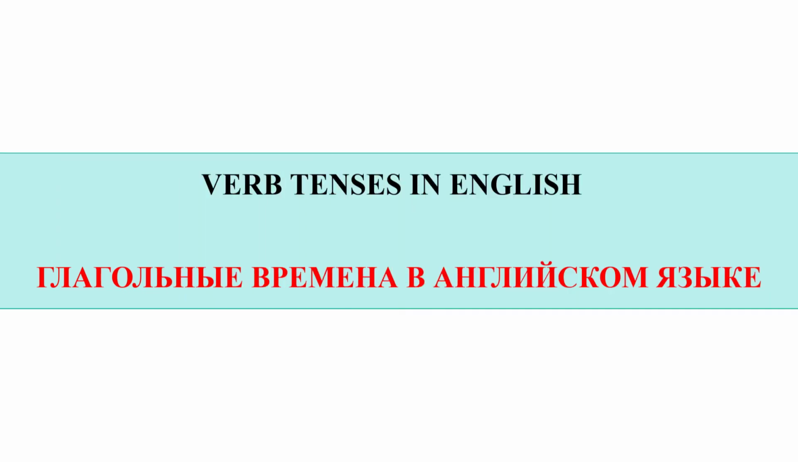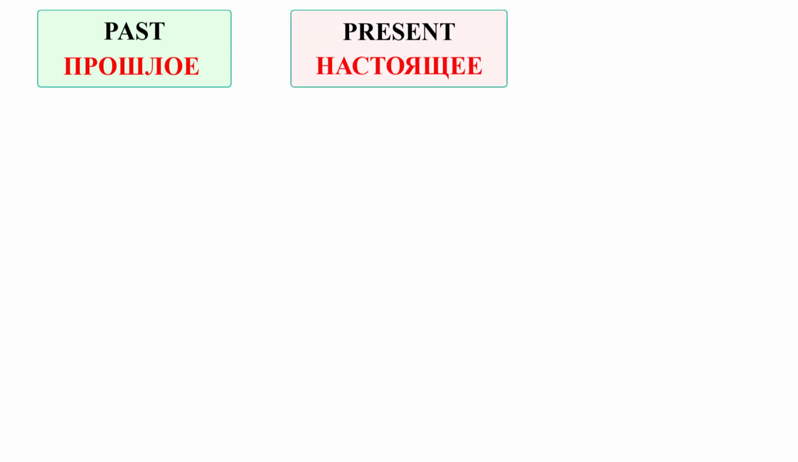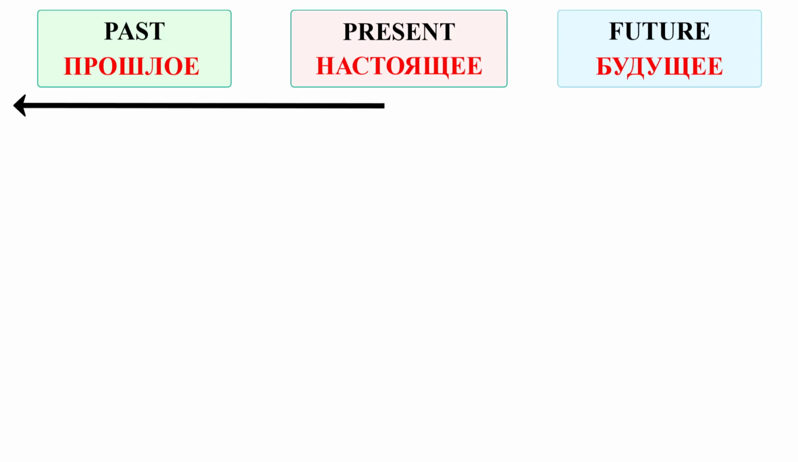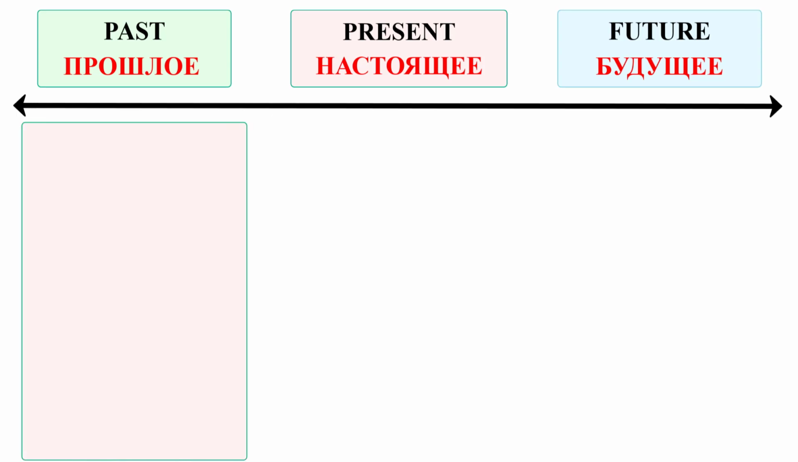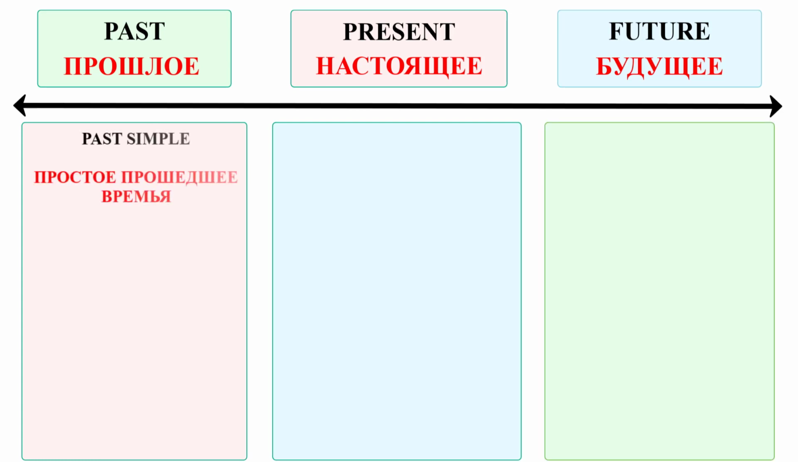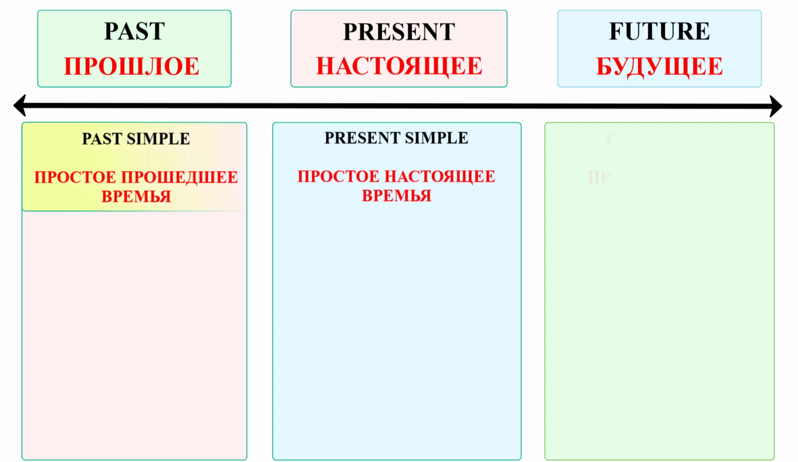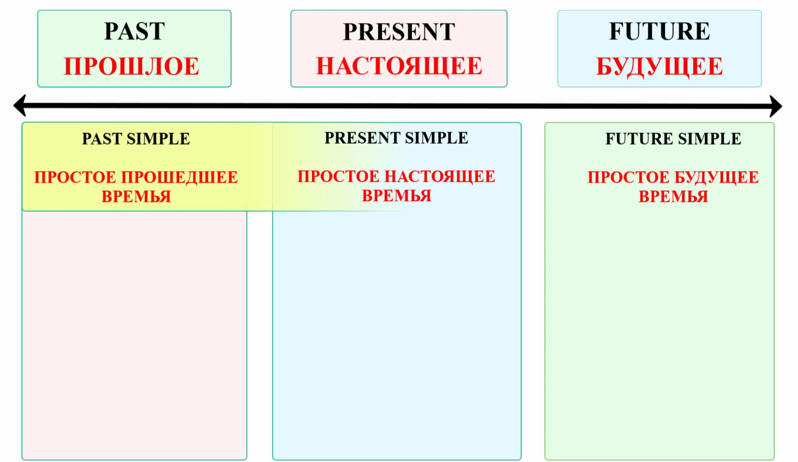Verb tenses in English. Past, present, future. Past simple, present simple, future simple.